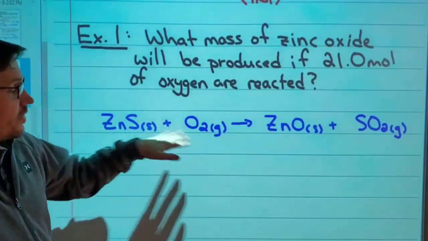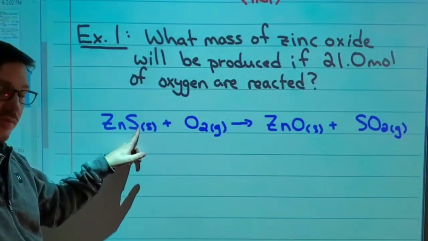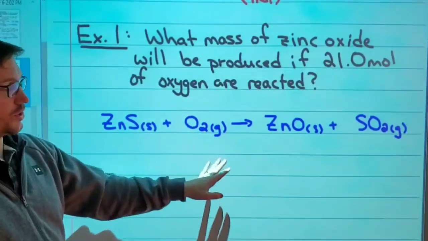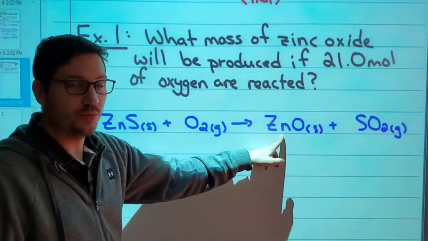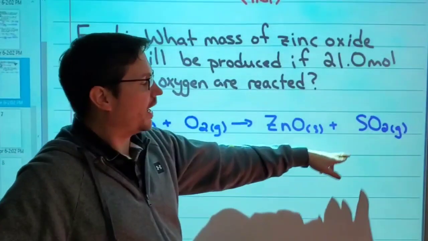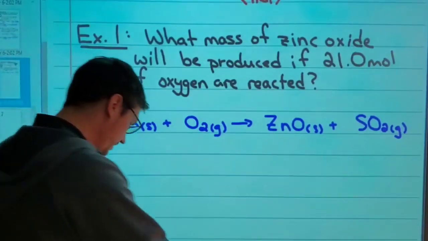Now, these are the formulas, right? Zinc is 2+, sulfide is 2-, so just one of each. Oxygen is an element, O2. Zinc is 2+, oxide is 2-, good. And then sulfur dioxide is molecular, so they have to give us the whole formula.